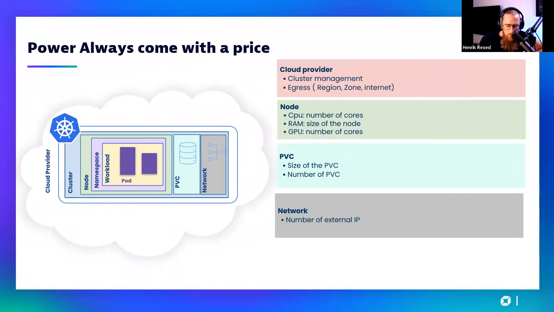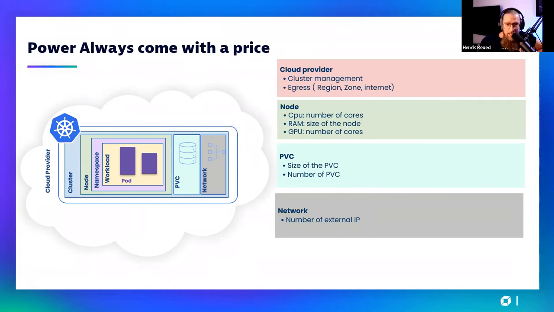Then you have the node. When we design our cluster, if it's a static cluster where we have a fixed number of nodes, we try to figure out how many cores I need, how much memory I need, and if I'm running any machine learning algorithm in the cluster, I'm probably going to use some GPU as well. So the size and the price of the cluster itself will depend on the size of your nodes. Then we usually use PVCs, persistent volume claims, to store the data within the cluster. So this is also a service, and we will pay based on the size, the number of PVCs, and so on.